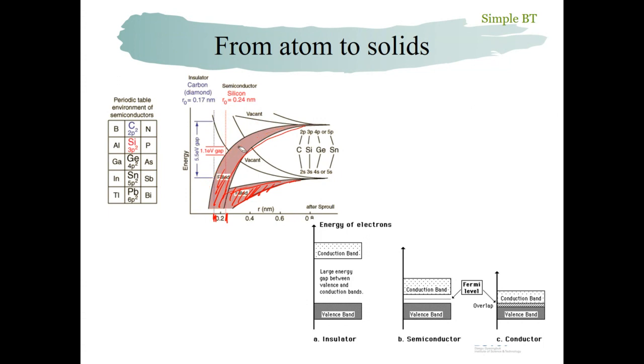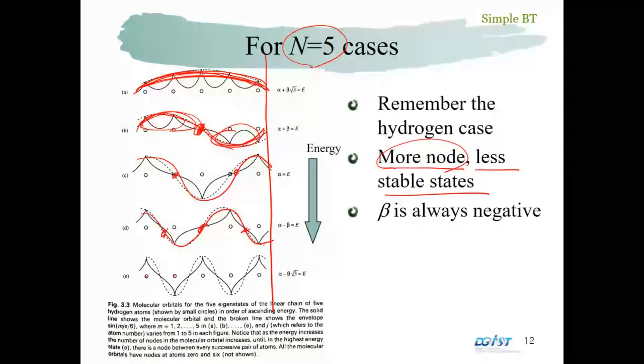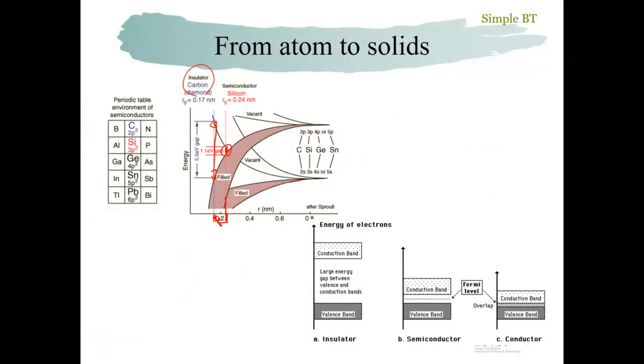So when they form the real solid state, let's say here, we have a very small energy band gap. But if you reduce the distance between them, we have an even larger band gap. So in this case, we call this an insulator. In this case, we call it a semiconductor. And if we are here, it's kind of the conductor. So it depends on this band gap.